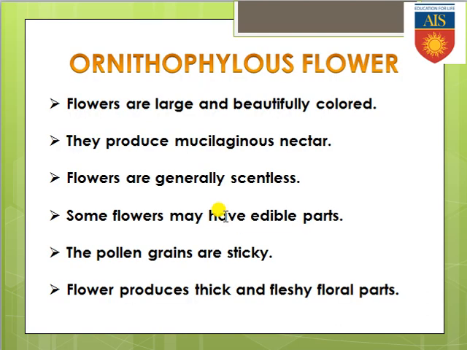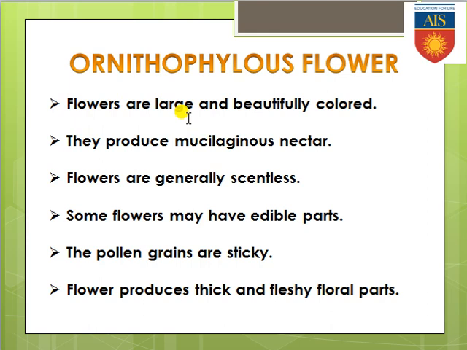Going to the next slide, we can see the flowers which are pollinated by the help of ornitho, that means birds. So these flowers are known as ornithophilous flowers, and the process of pollination is known as ornithophily. Here the flowers are large and beautifully colored. Why? Because if the flower size is not large, obviously it can't attract the birds who are flying from high, and it is beautifully colored also for attracting the birds.